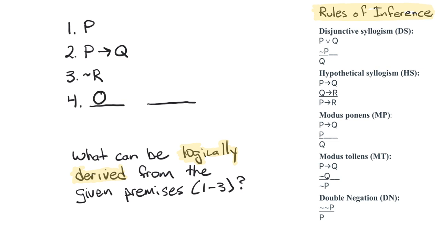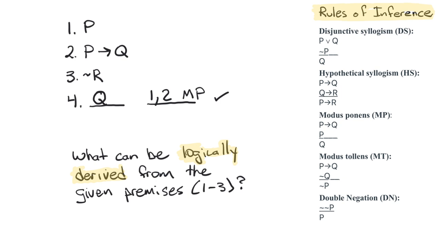We would say Q, so that's our claim line, and then we have to justify it. So we would say lines 1 and 2, modus ponens. And that's how we do it.